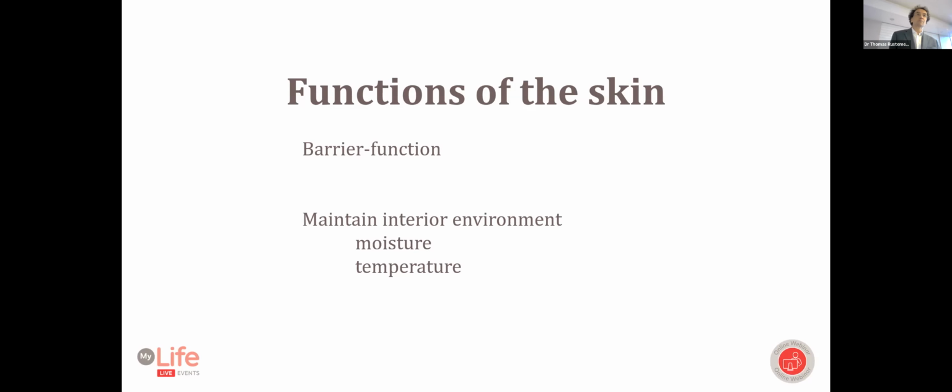Second, maintenance of temperature. The skin helps us to regulate the temperature, to lose heat in the summer by sweating or by keeping warm inside, by simply shrinking the blood vessels in wintertime. That's why our skin gets pale if it's cold outside. And if you come back in the warmth in the room, in the house, close to the fireplace, then as a reaction, our blood vessels directly reopen to give new food and oxygen to our epidermis. So it's a normal reaction.